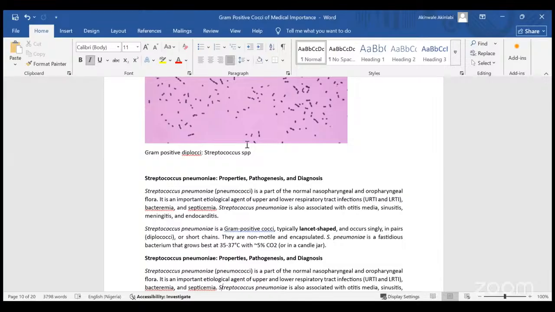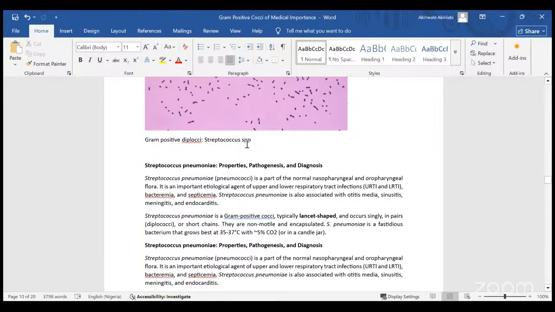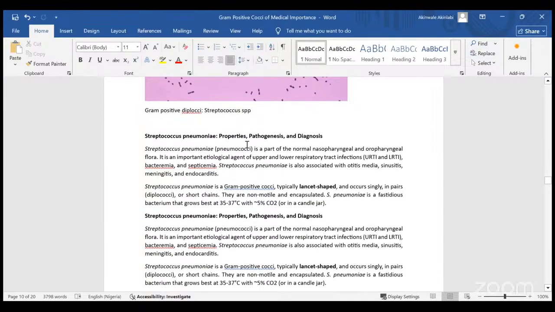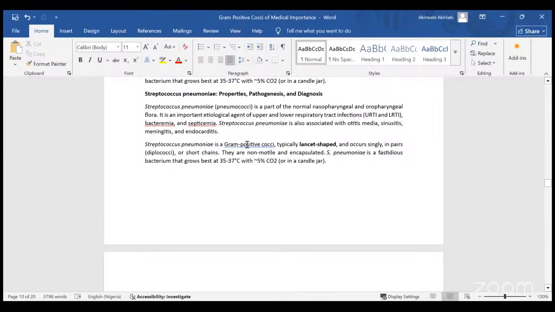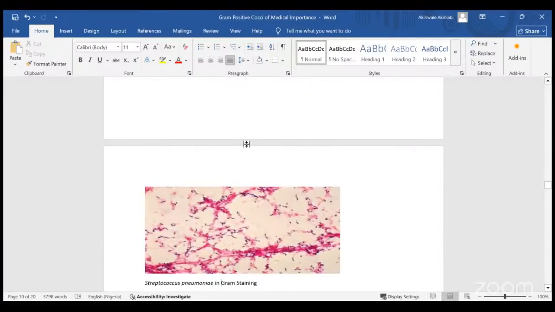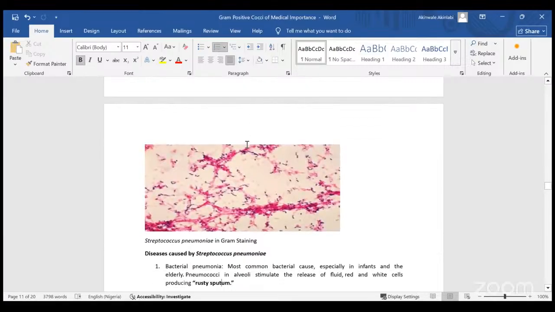Strep pneumo is a fastidious bacterium that grows in the presence of 5% carbon dioxide or in a candle jar. If you don't want to miss Strep pneumo, just incubate the organism in a candle jar. That's why most of the time, when we were in UCH, the candle jar was always in use, because we don't want to miss Strep pneumoniae. This is the Gram staining of Strep pneumo.